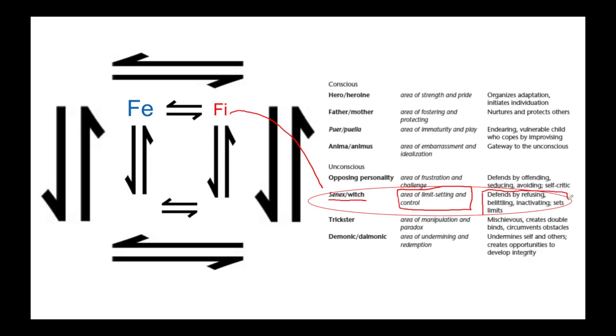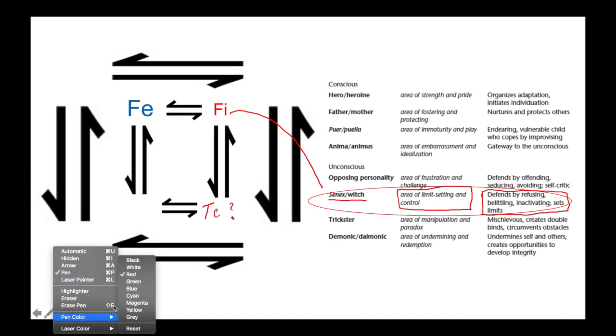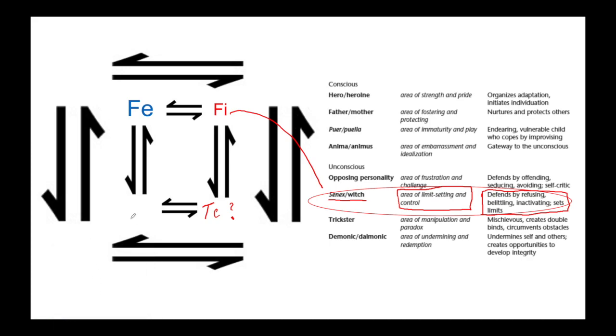All right, so we can look at our definitions here, and we can say this is a defense if we look at senex/witch. Okay, senex if it's a guy. Senex defends by refusing, belittling, and activating, sets limits. So he's belittling some politicians there. I would say that's all right for me. So I would say we have a little bit more evidence for extroverted feeling auxiliary, and then the second shadow function is introverted feeling.